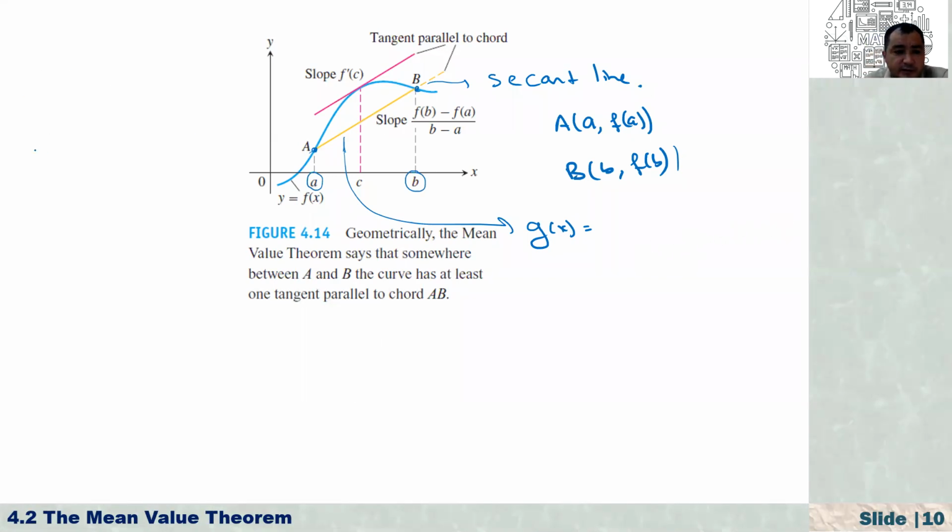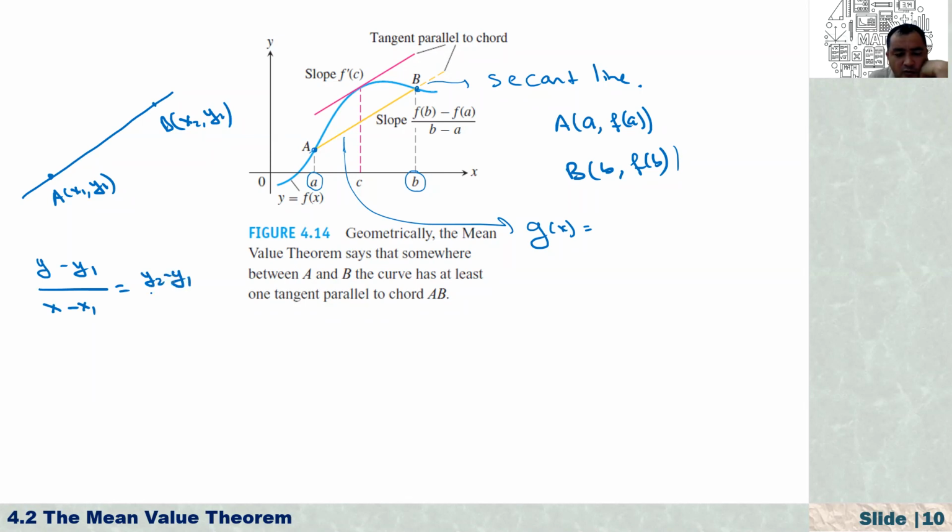You just write here. If you're given any 2 points, it is passing through this point. It is a, x1 and y1. And this one is b. It is x2, y2. What is the equation of this line? The equation of this line is y minus y1 over x minus x1 equals y2 minus y1 over x2 minus x1. Actually, this y2 minus y1 over x2 minus x1 is just a slope.